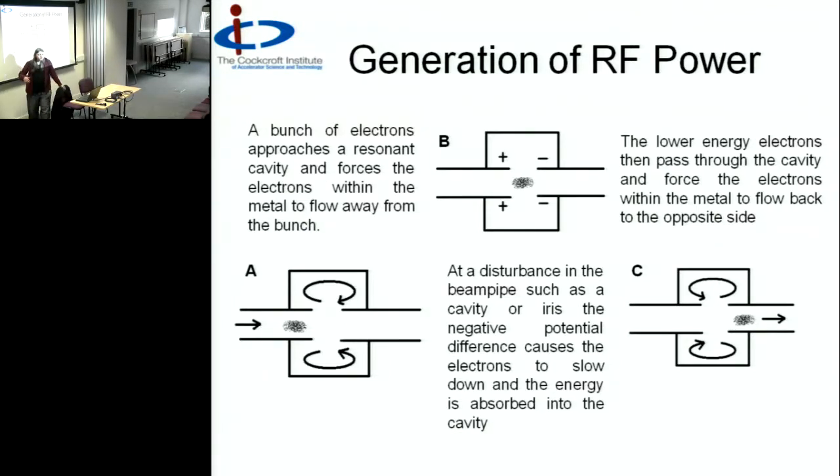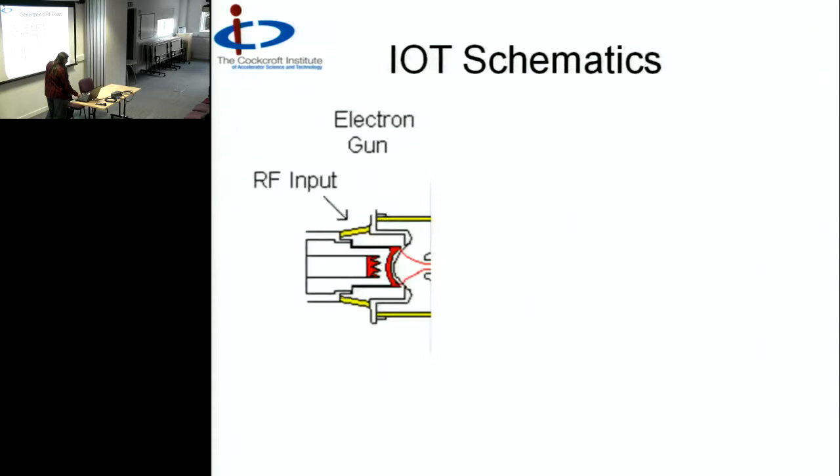So it leaves with slightly less energy, sometimes more energy if it's designed properly, and there's RF left in the cavity. For a klystron, you design it to give as much power as possible to the cavity. For an accelerating cavity, you design it to give as little power as possible to the cavity. But it's the same system. And then that power can be extracted some other way.